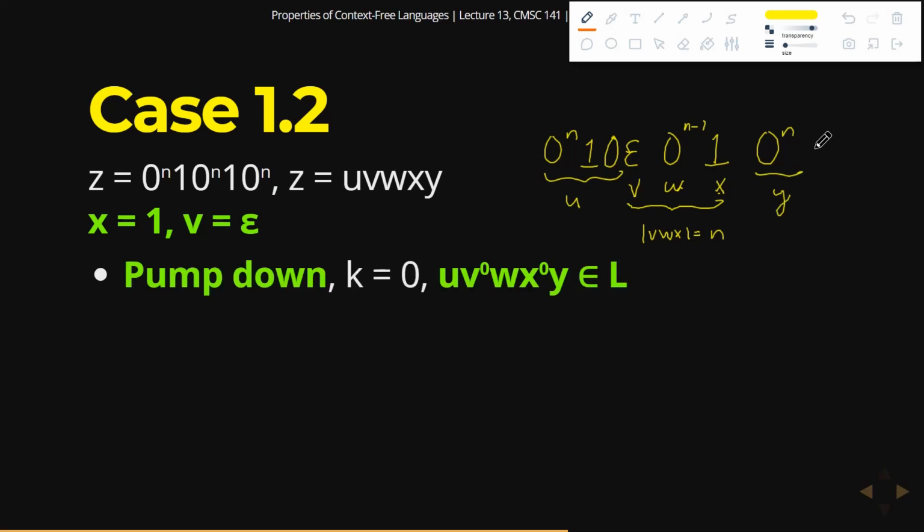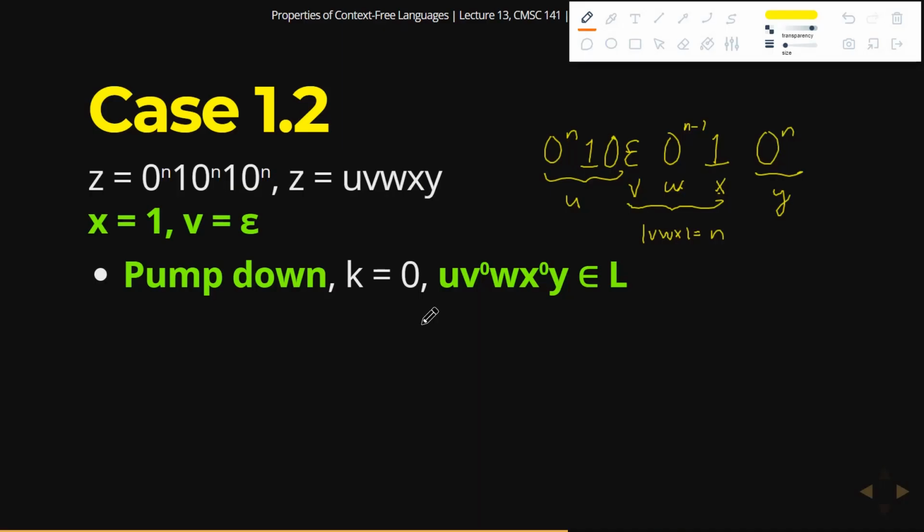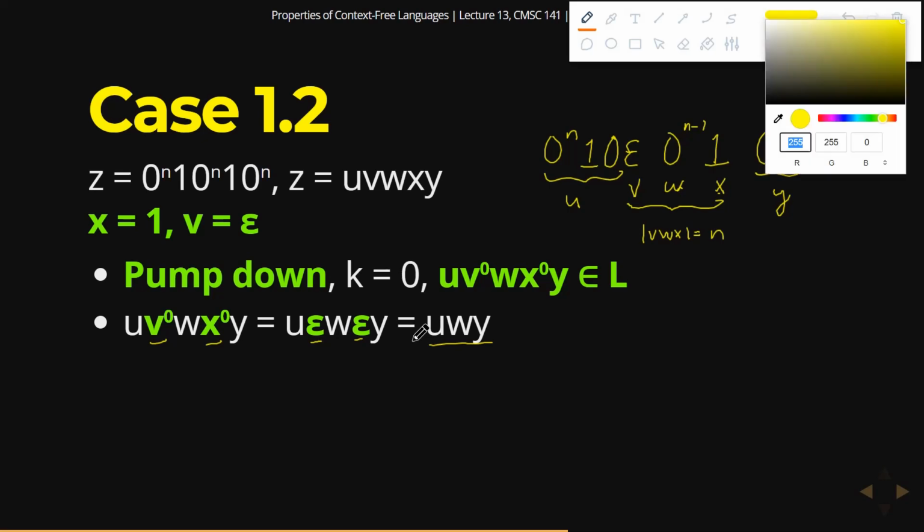Now, if we do the same thing with pump down, if we use k equal to 0, right? Because take note, k could be greater than or equal to 0. So if we pump down, what will happen is v^0 and x^0 will become epsilon. So what will remain is still uwy.